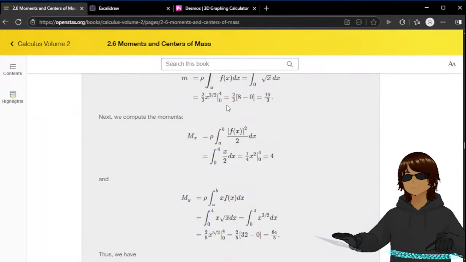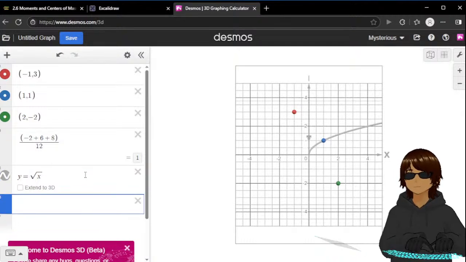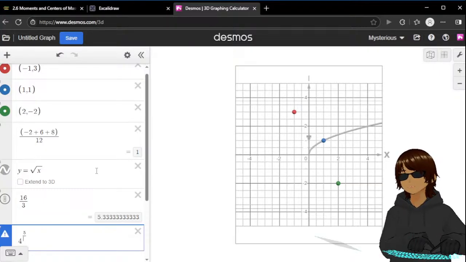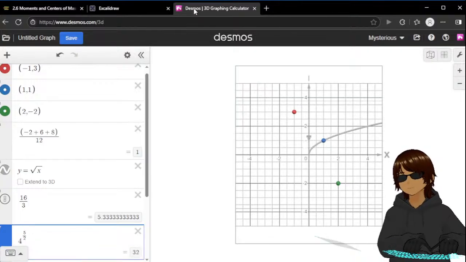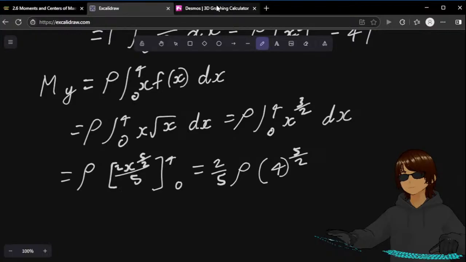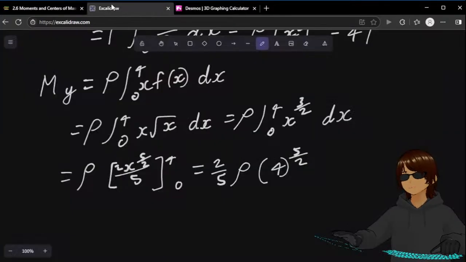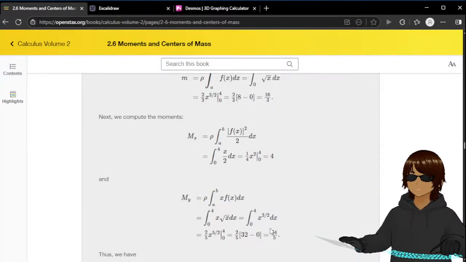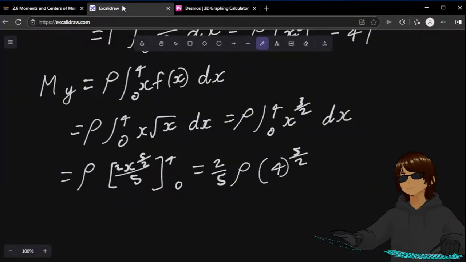What about the y? 16/3. Or to the power of 5/3. 5/2, it's 2.5. 2 times, and then we divide it by 5. Got 12.8. 64/5. Yeah, it is 64/5.